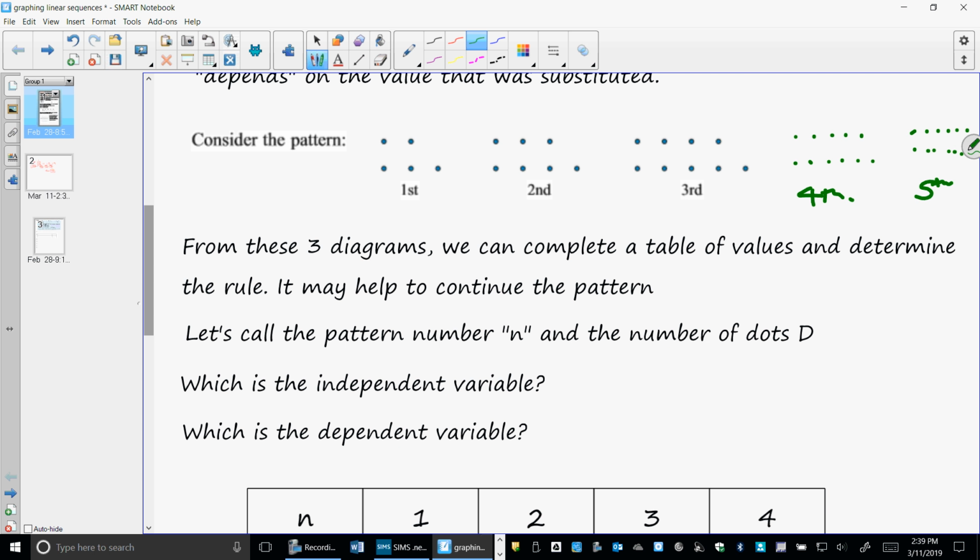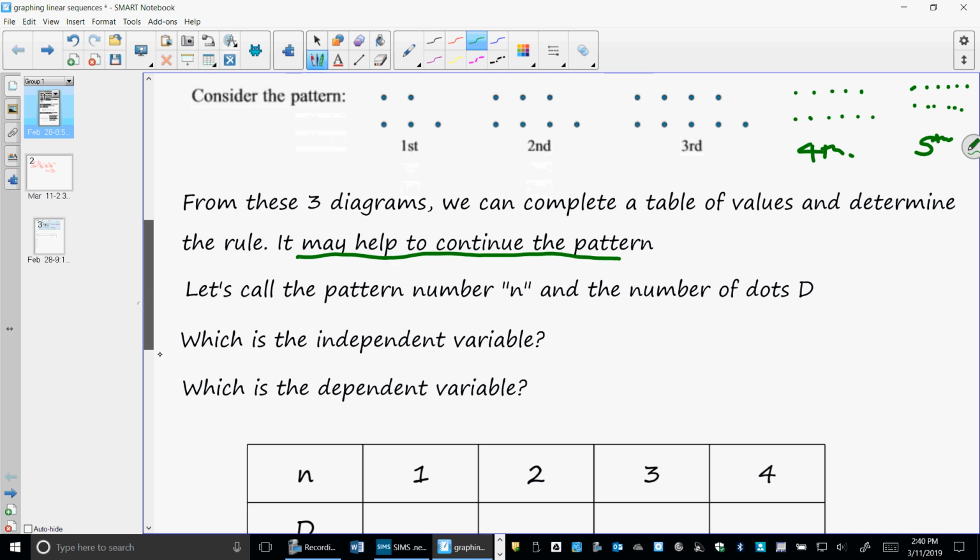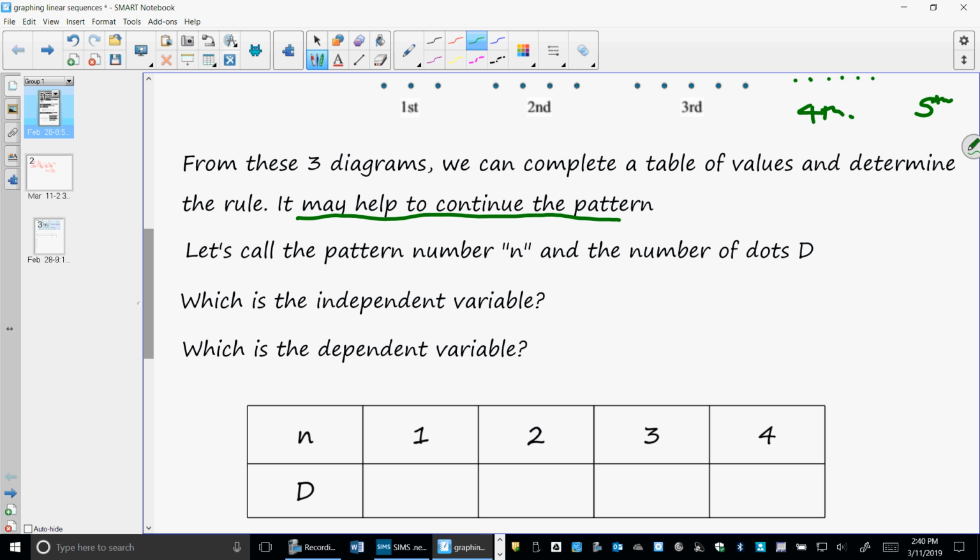Now, as I've said here, it may help to continue the pattern because sometimes it's not always that obvious. Now, I said let's call the pattern number n, because that's what we used to call it here. And I've said the number of dots d. Okay. Number n and the number of dots is d. Now, which of these two is the independent one? Sarah? The number? Yep, the pattern number, yes?